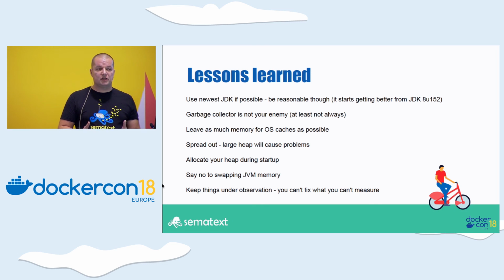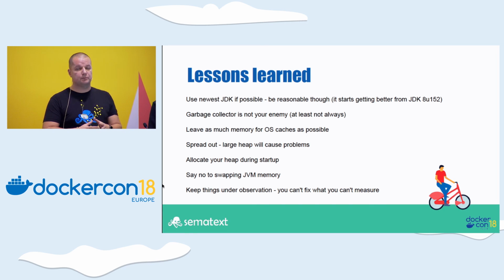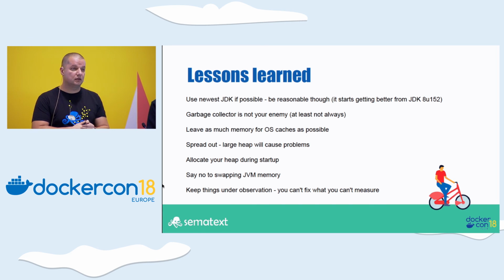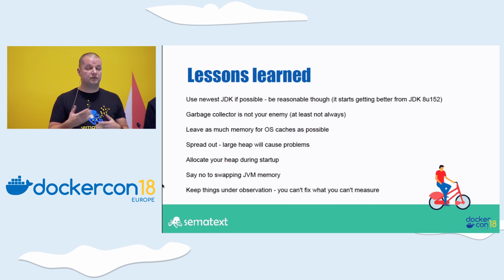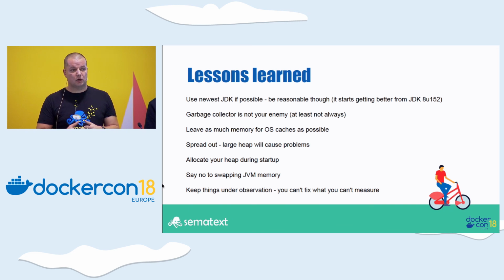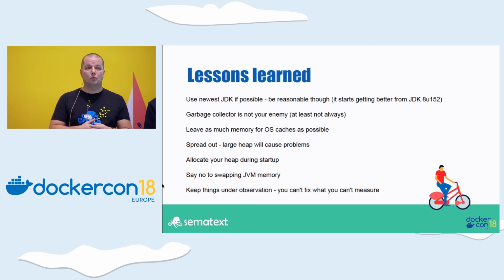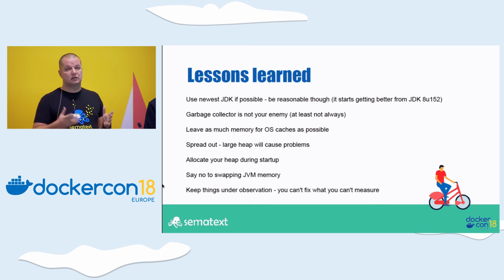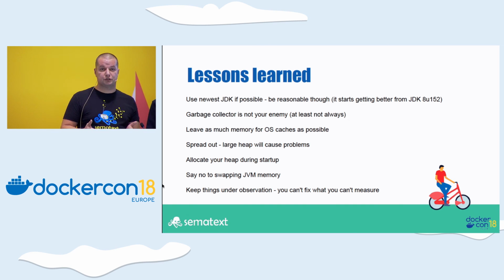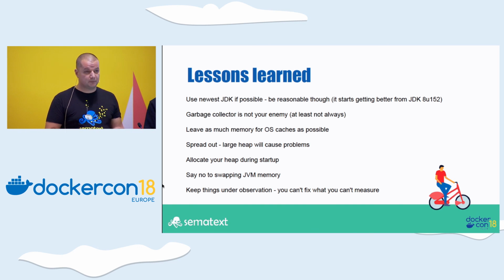Say no to JVM swapping. Once again, this is a key point to have a very good experience with Java. If the memory of the JVM is swapped, then things go the wrong way. Finally, keep things under observation. You can't fix what you can't measure. You need to have full visibility.